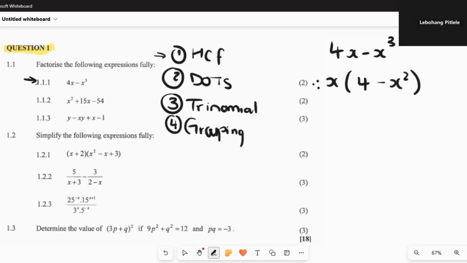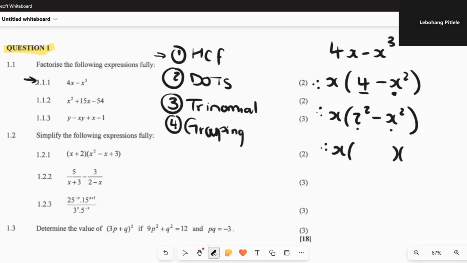So now, looking inside this bracket, we have two terms with a minus. And already we can see that we have a square here, which is x squared. Can this 4 also be written as a square? Yes, it can. We can write it as 2 squared. And then we have x squared. So in this case, we have it as what? Difference of two squares.